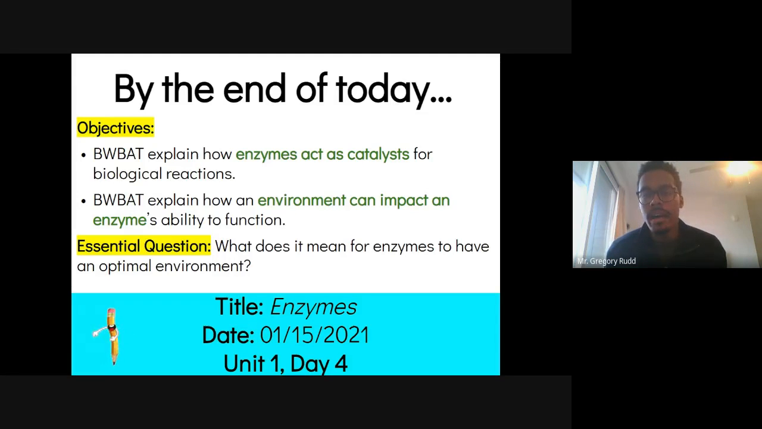So hopefully you all have done the assignment from yesterday, the asynchronous assignment from day 3. One of them was about protein research, and I asked you to look up on various websites 5 different types of proteins. One of those proteins was called an enzyme, and we're going to talk a lot more about enzymes today. But hopefully, based on the research that you did yesterday and the summary that you typed up in that asynchronous assignment, you have a good starting point for this conversation. And then lastly, the essential question, what does it mean for enzymes to have an optimal environment?